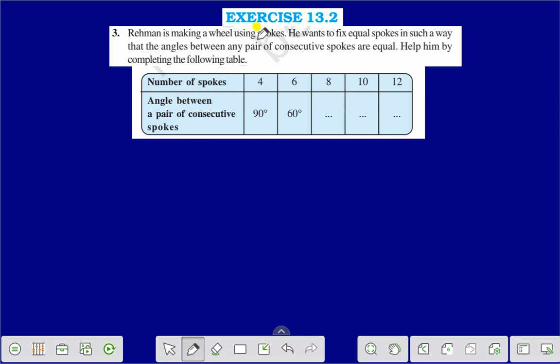Rahman is making a wheel using spokes. He wants to fix equal spokes in such a way that the angles between any pair of consecutive spokes are equal. Help him by completing the table. Number of spokes: 4, 6, 8, 10, 12.